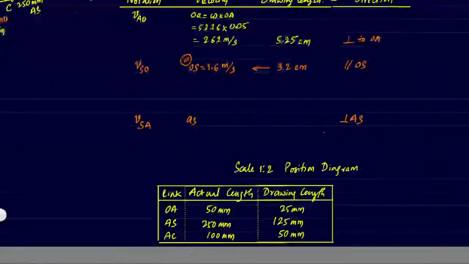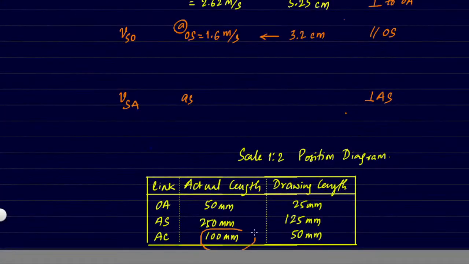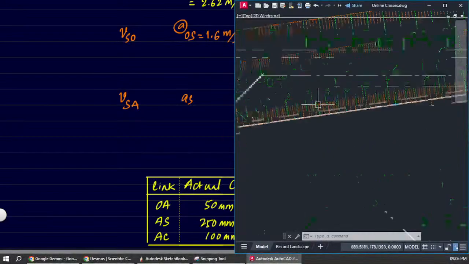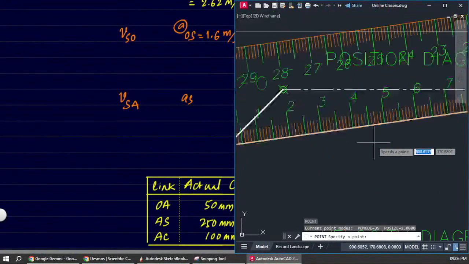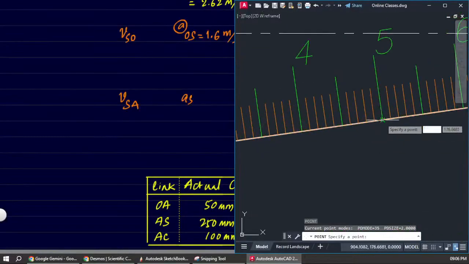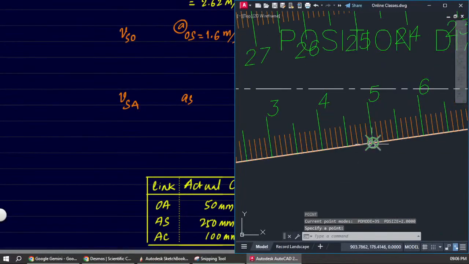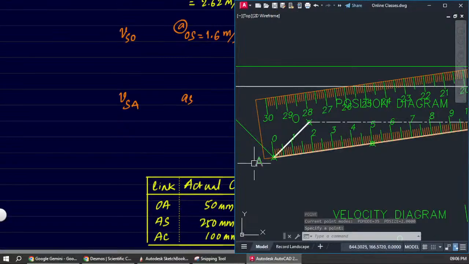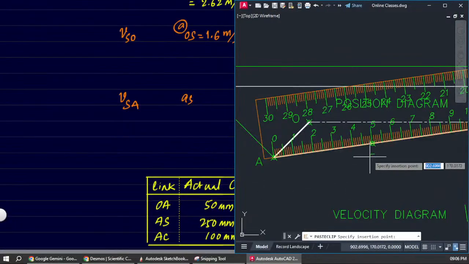Okay, so 100 mm. But we can see in this table, for the drawing length we have taken a scale of 1:2. So we will have to mark it at a distance of 50. Let's take 50. 50 means that will be 5 centimeters. Okay, so this is the point, center of gravity. And let's quickly name this point. So this has to be named as capital C.